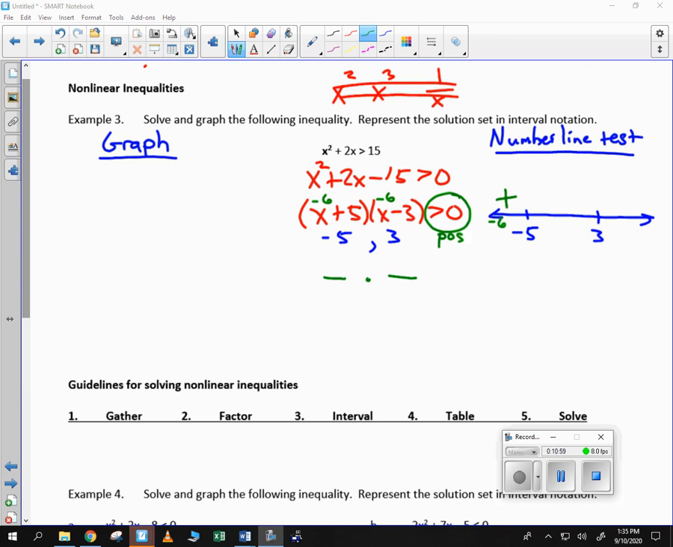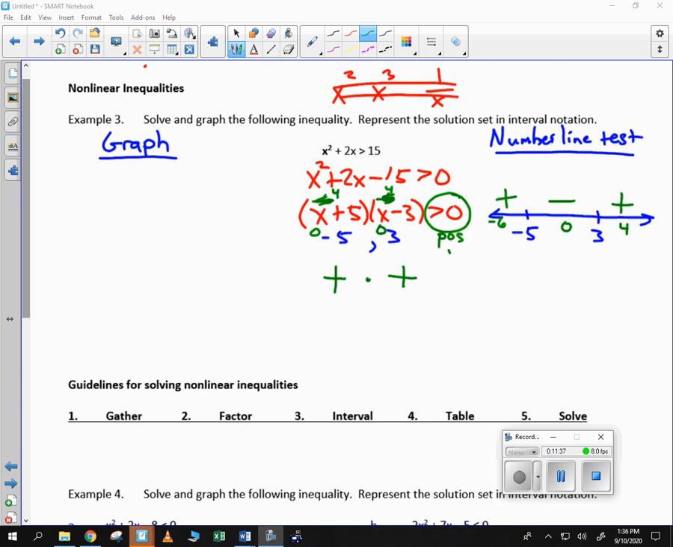Now I'm going to try a number between -5 and 3. I like to try 0. So if I try 0 there, 0 plus 5, that's a positive. And 0 minus 3, that's a negative. Positive times a negative is a negative. Now I'm going to try a number to the right of 3. I'm going to try 4. So I plug 4 in. 4 plus 5 is a positive, and 4 minus 3 is a positive. And a positive times a positive is a positive.